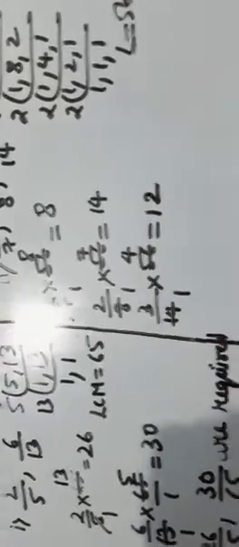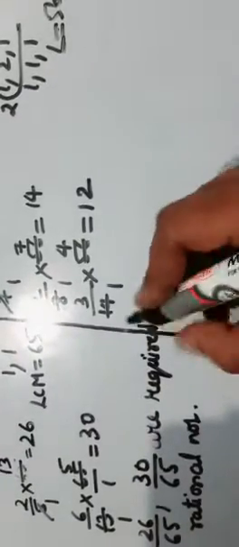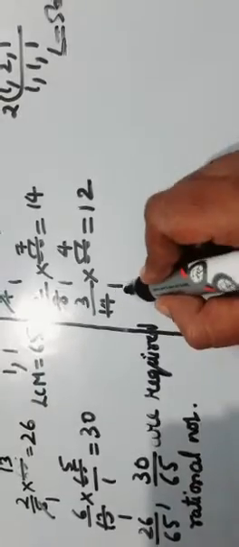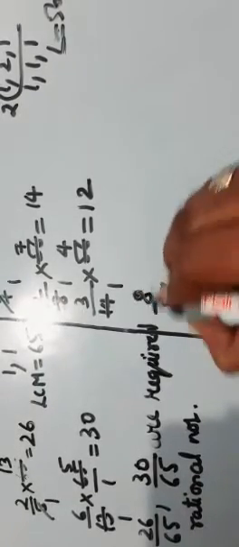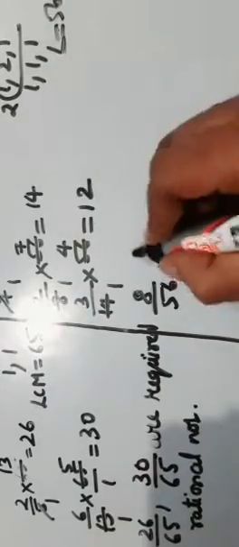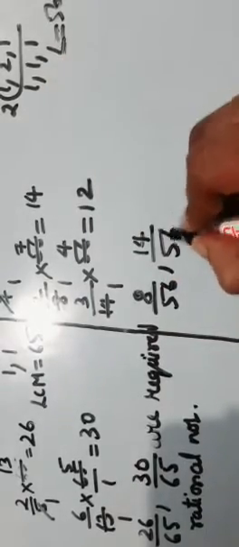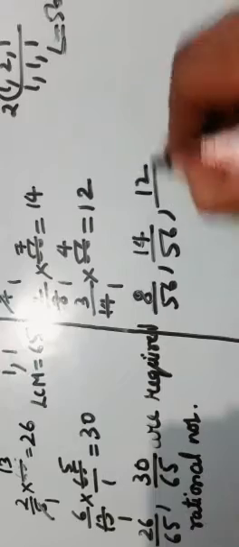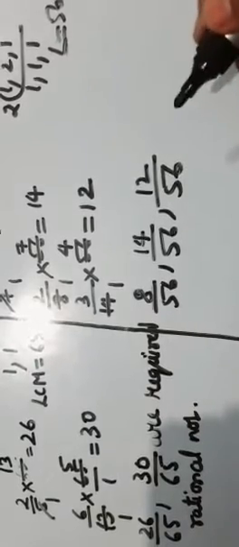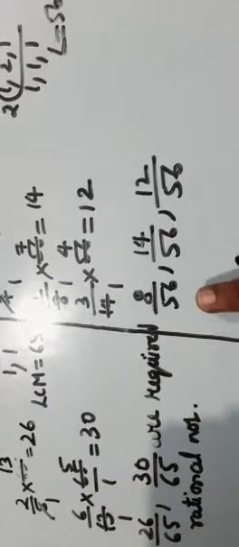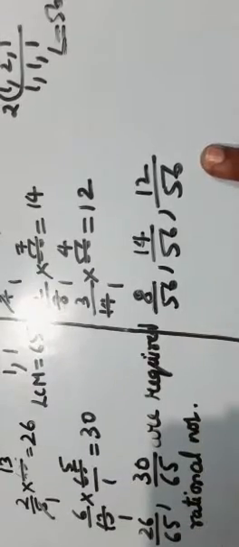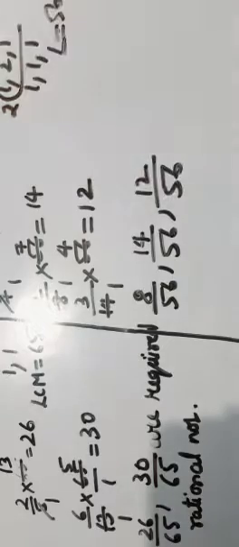Now the required rational numbers which are having the common denominators are 8 by 56 is the first rational number. Second rational number is 14 by 56. The third rational number is 12 by 56. These are the three rational numbers having common denominators for the given rational numbers.